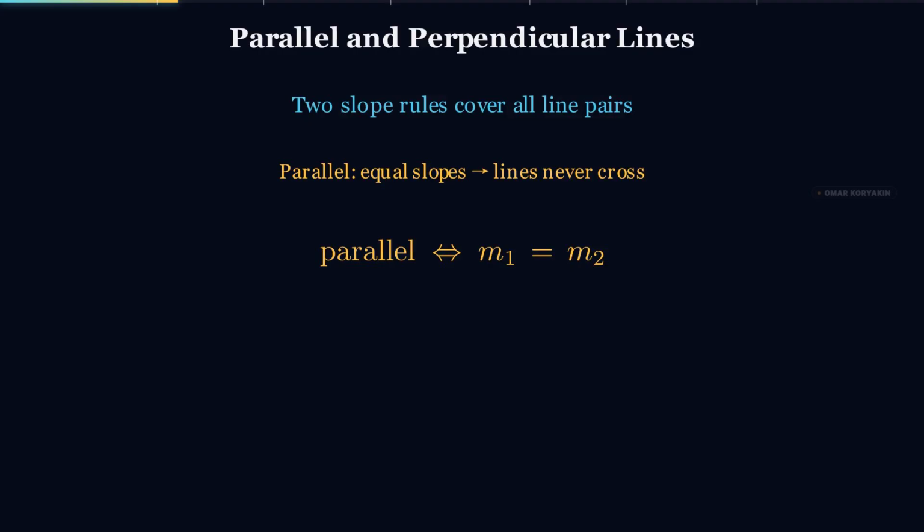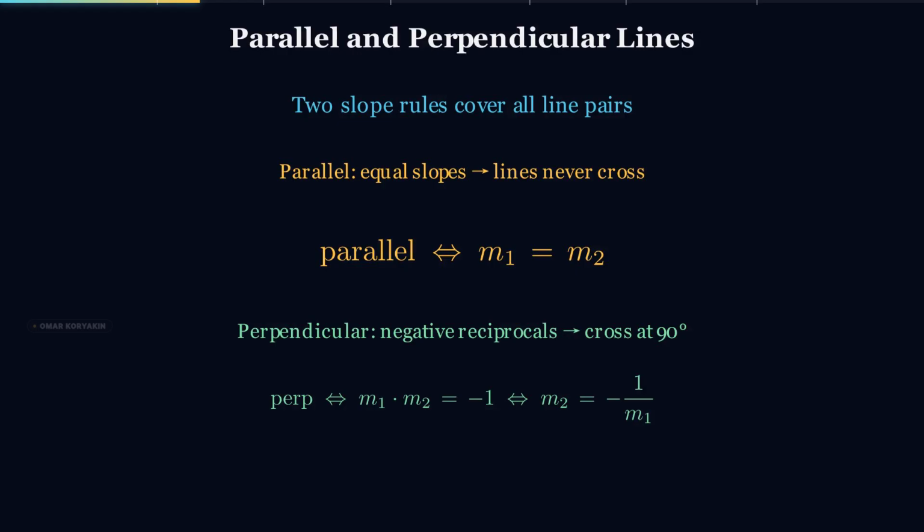2 distinct lines are perpendicular if and only if their slopes are negative reciprocals, and m1 times m2 equals -1. Equivalently, m2 equals -1 over m1. The negative reciprocal rule is the algebraic translation of the geometric 90-degree intersection. To get the perpendicular slope from a given slope, flip the fraction and change the sign.